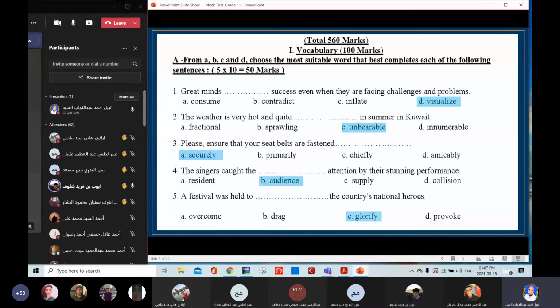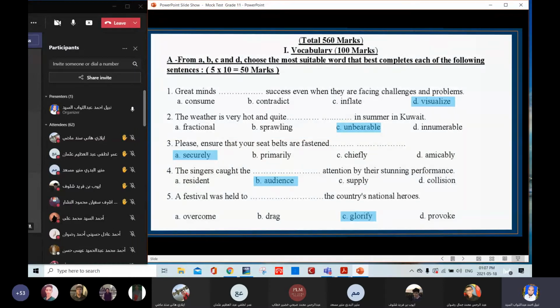Glorify. Very good. Glorify means honor or show respect. Very good. Thank you so much.